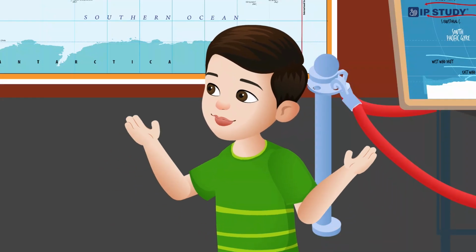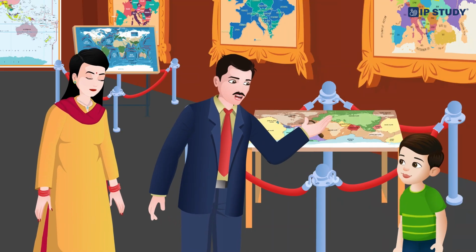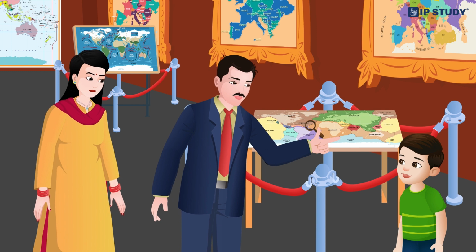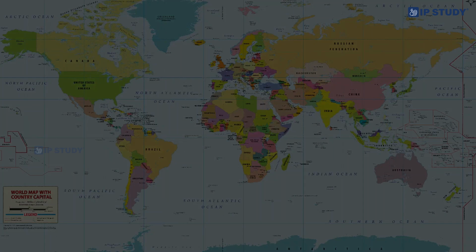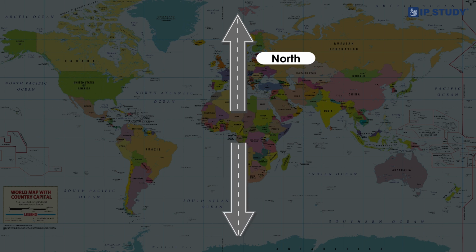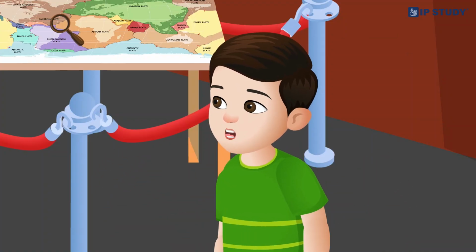That's so fascinating. Maps can show us lots of different stuff. All right, Rahul. Let's learn how to read a map. First, we will learn about directions. See, the top of the map points to the north. The bottom of the map points to the south. The right-hand side points to the east, and the left-hand side points to the west. I will remember the directions.